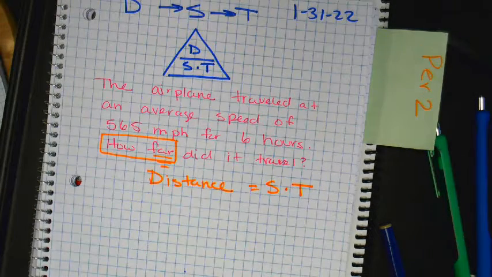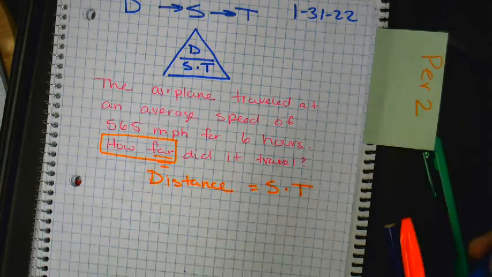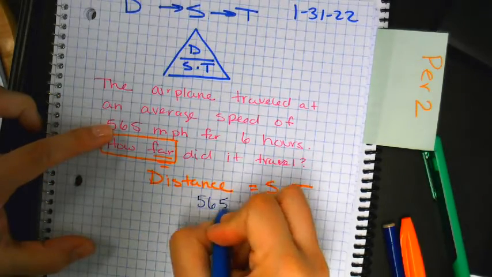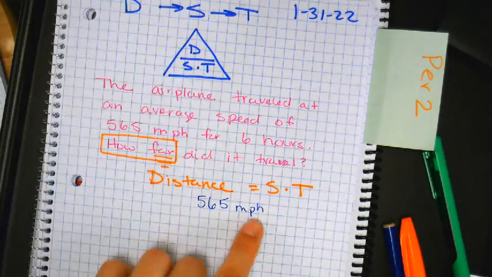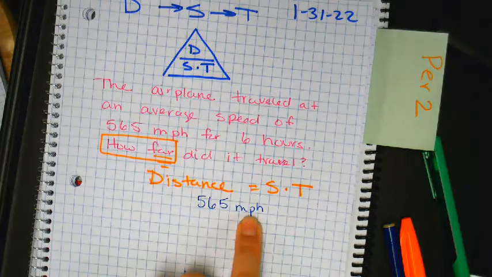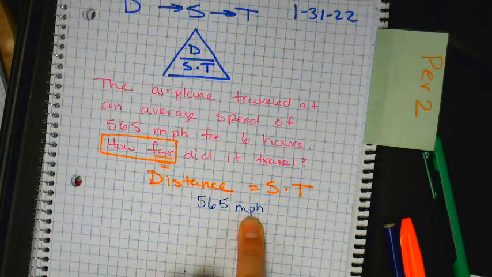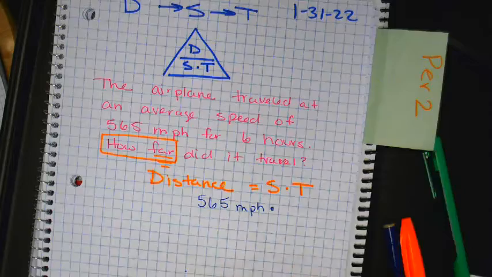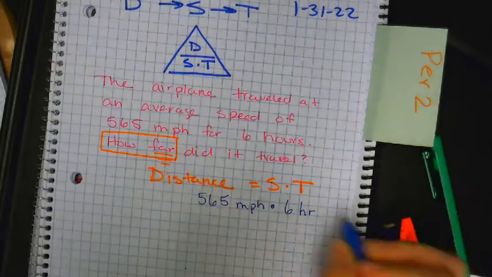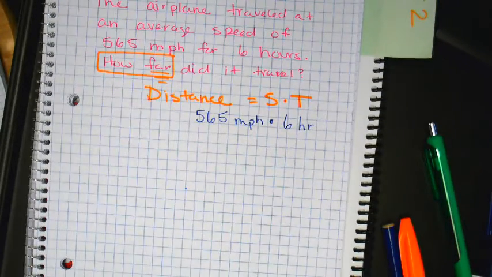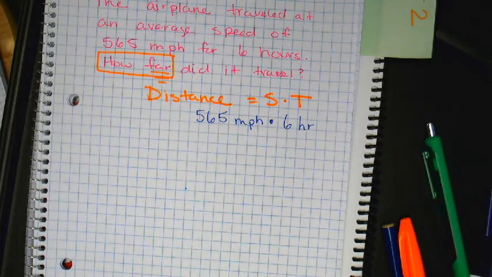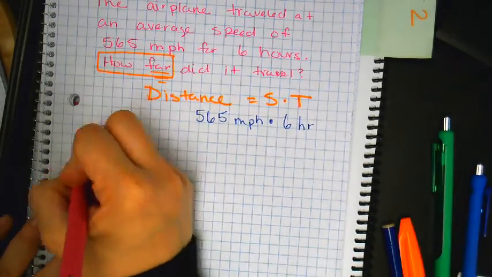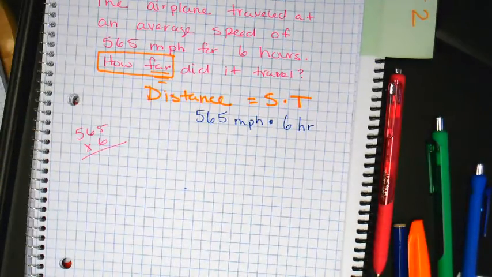Okay? What is my speed? 565 miles per hour. Please write the units. There's a reason. It's going to make your life easier in 2 minutes. Times, what's my time? 6 hours. Please write the units. So now you're going to multiply. Some of you are multiplying faster than others. 565 times 6. So do that on your paper while I come back.